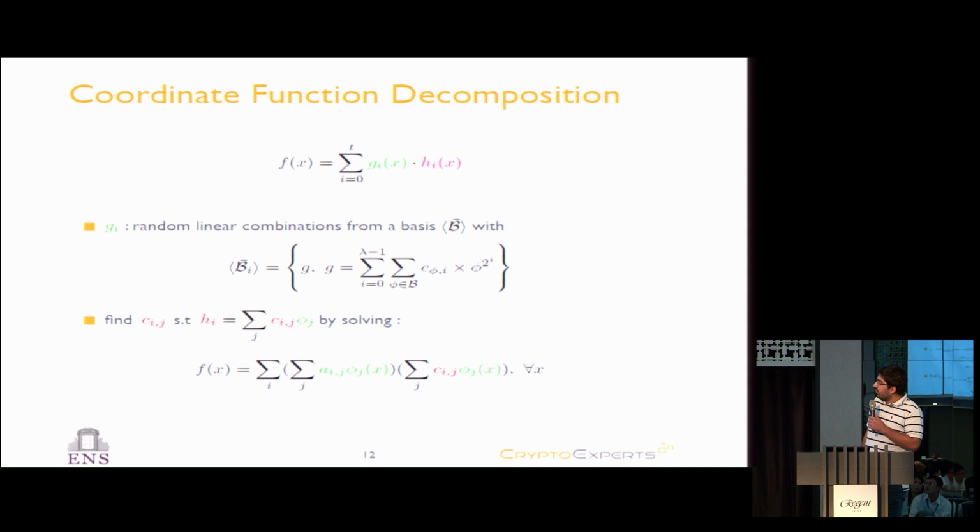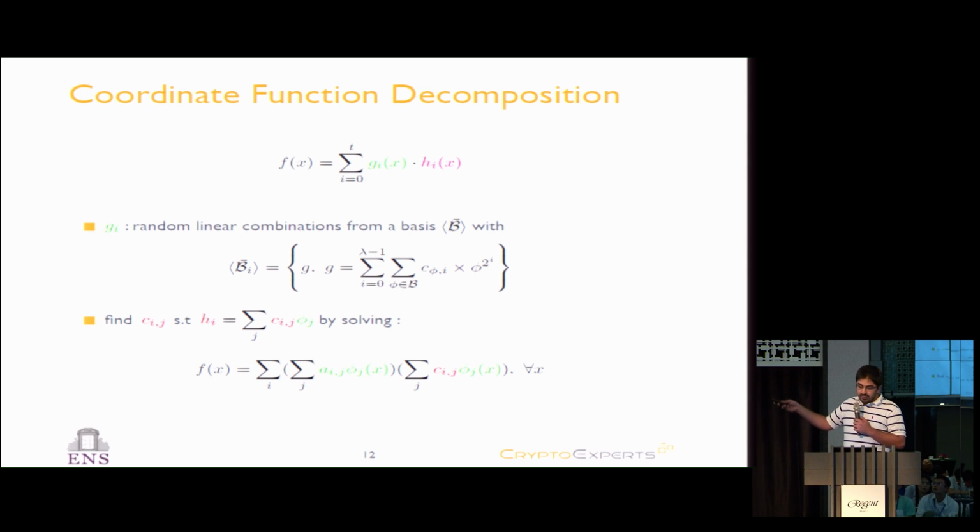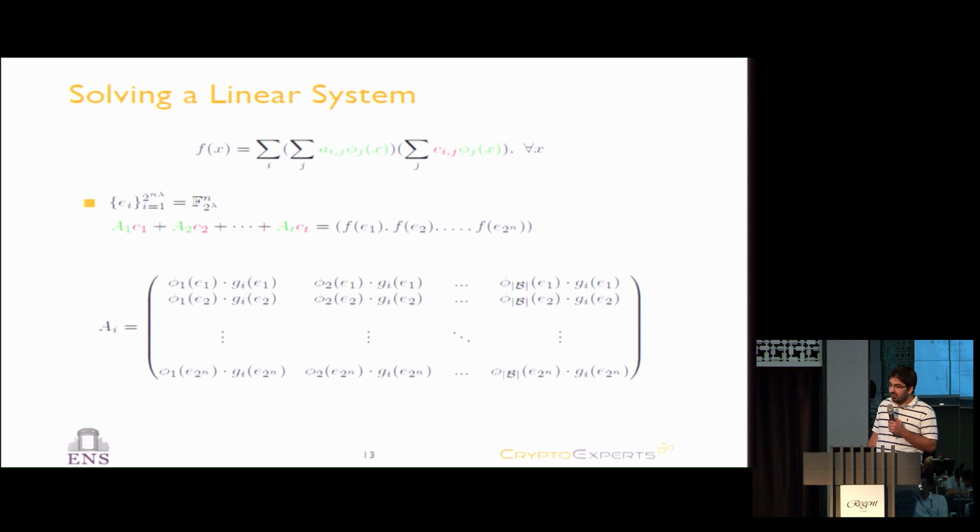Once you have generated such a polynomial, you need to find the coefficients of the hi under its representation with this basis by solving the following equation, where you evaluate the coordinate function on every point. How to solve this equation? You look at it as a linear system, where the I are all the possible vectors in (F2^λ)^n, and you rewrite it with linear equations, where the I are matrices, the ci are the coefficients you try to recover, and the right-hand part is all the possible evaluations.